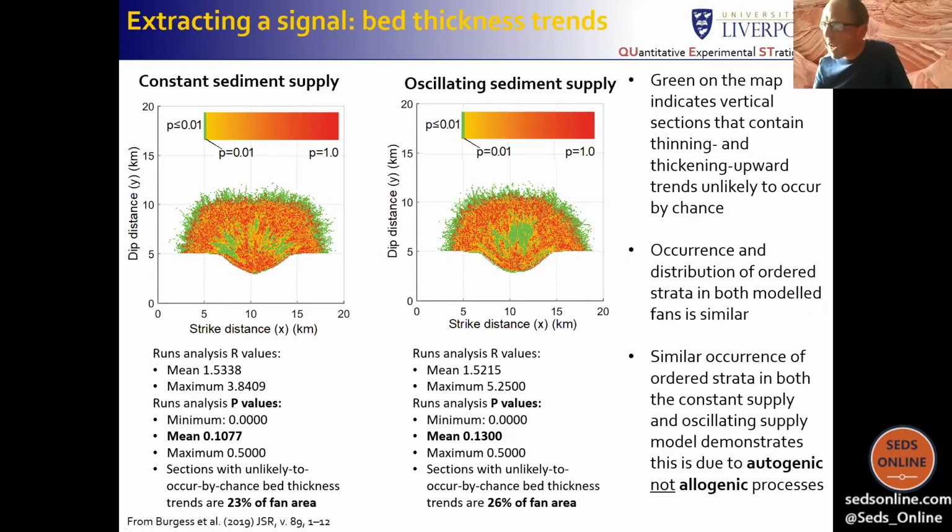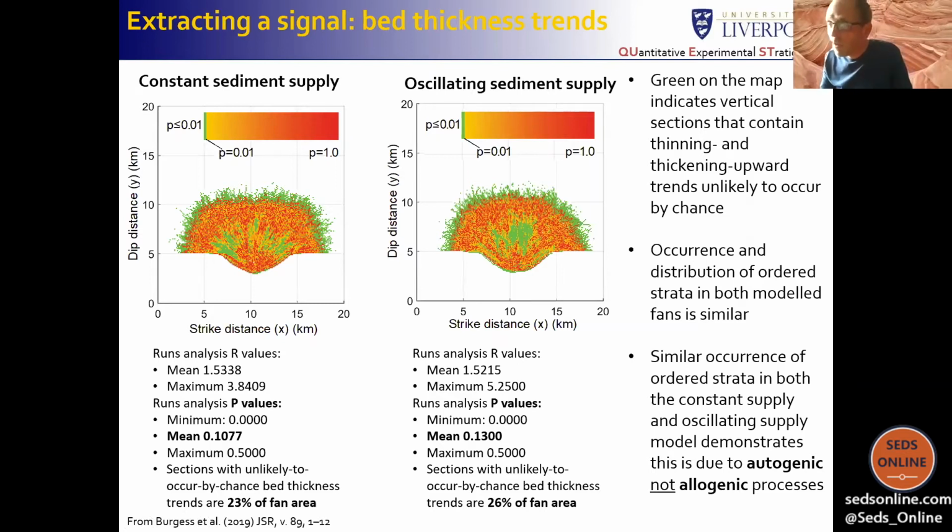And when you compare the constant sediment supply version with the oscillating sediment supply version, you can see there is a bit more order in the oscillating sediment supply case that we can pick out with this bed thickness analysis, but not much. Okay, the autogenic constant supply version is still pretty ordered, and that's because the autogenic processes impart some order to the fan strata just intrinsically, even without the allogenic external controls. There's emergent order from the autogenic stacking, right?